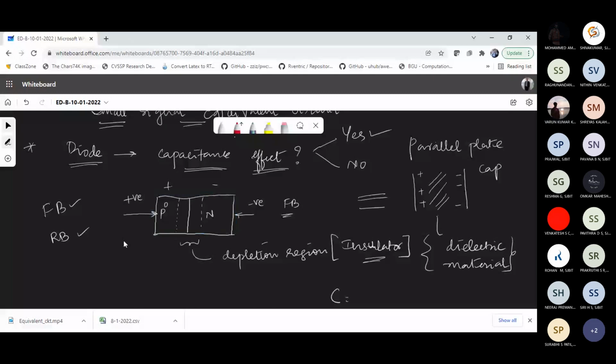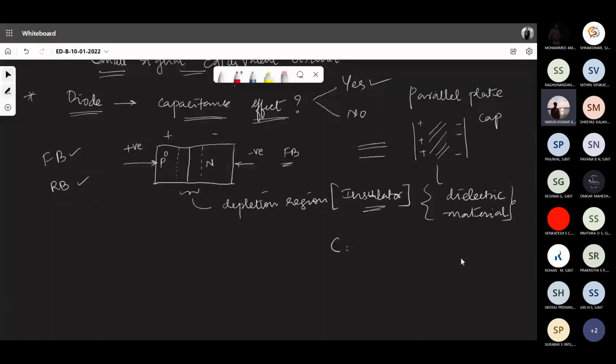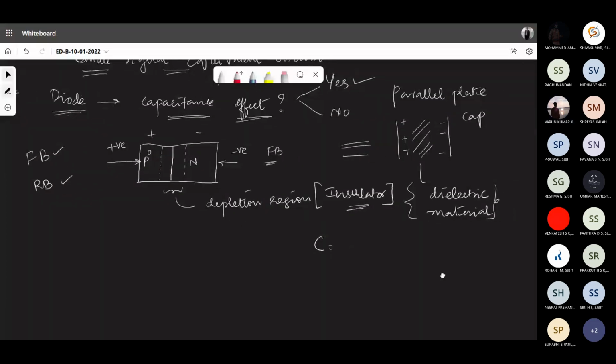C1 plus C2. Okay. What did you say? So the sum of capacitance. Sum of capacitance. Where do you see sum of? There is only one capacitance effect here.